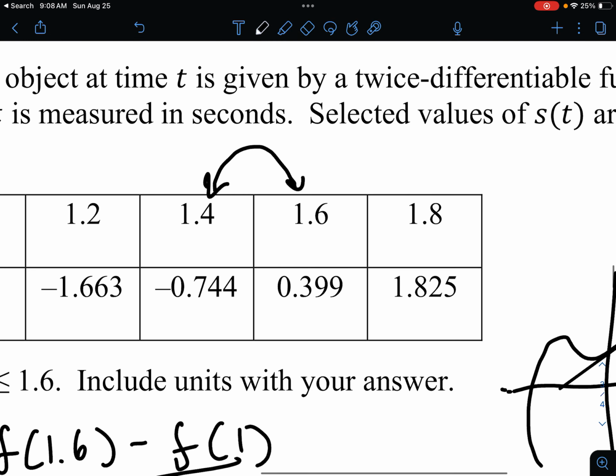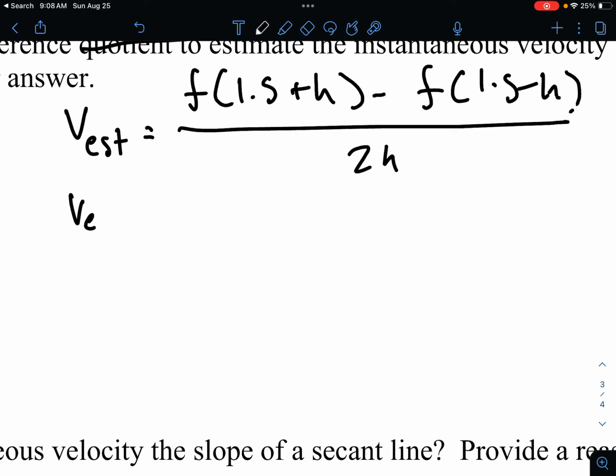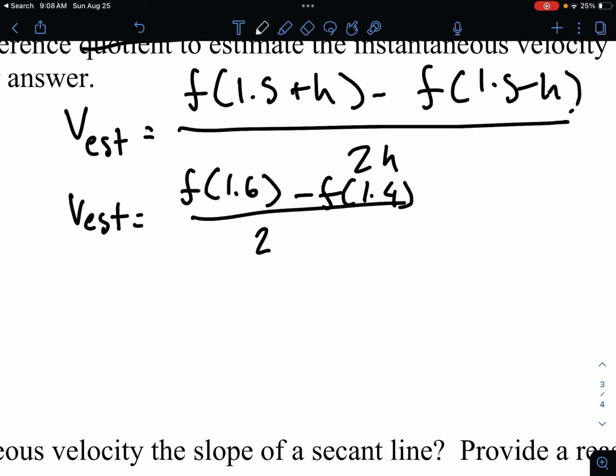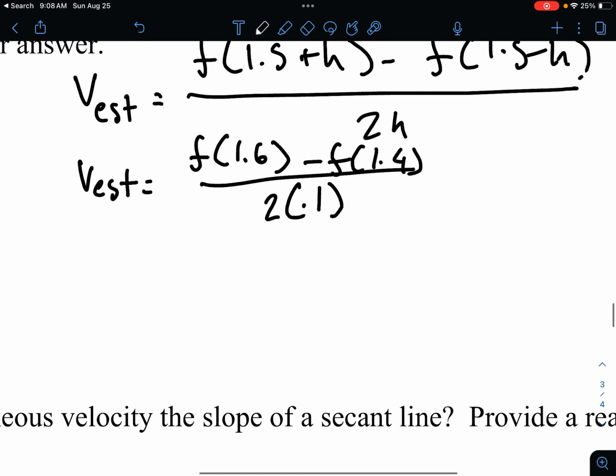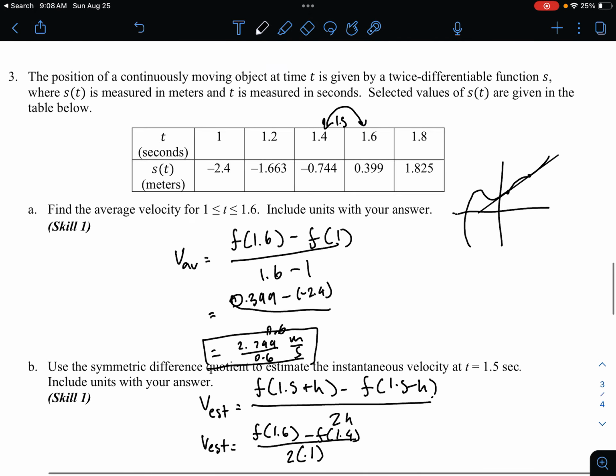So this is in between 1.5, and that h is 0.1, because I'm going 1.5 plus 0.1 to get 1.6, and then 1.5 minus 0.1 to get 1.4, which is perfect for this. So I'm going to say V estimate is going to be f of 1.6 minus f of 1.4 over 2 times 0.1, which is probably just 0.2.